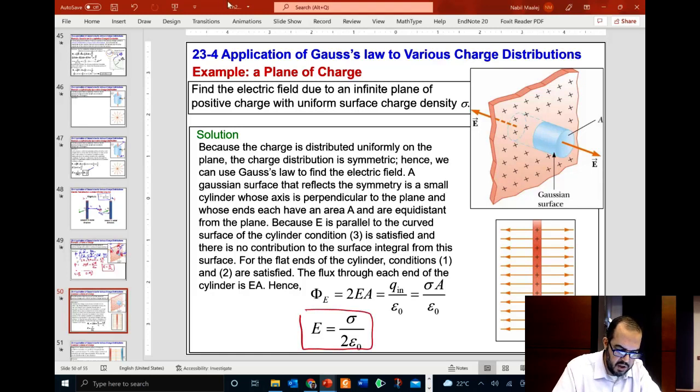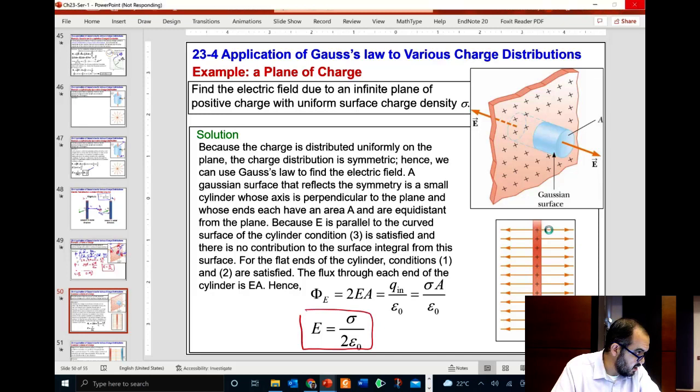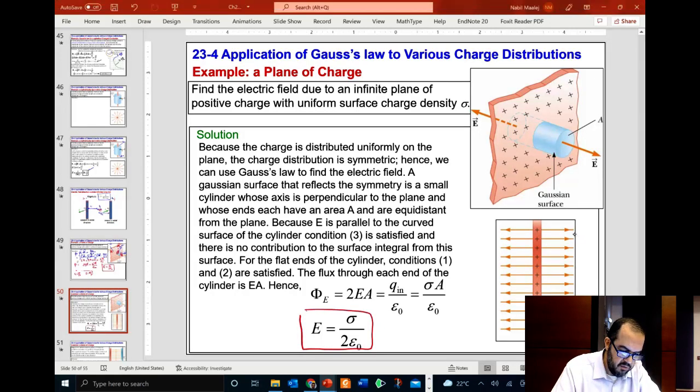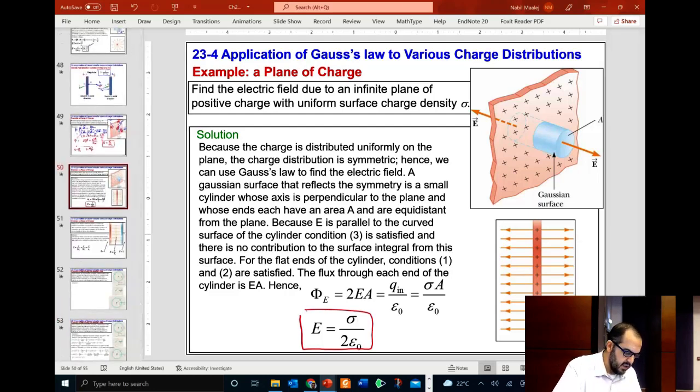Okay. And so here we are looking at the cross section. Obviously, because we have positive charges, the electric field is always pointing away from the positive charge. But if this was a negative charge, then the electric field would be pointing towards it. Okay, so let's take the next example.